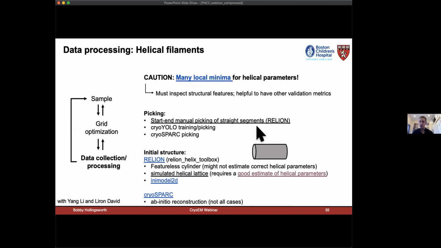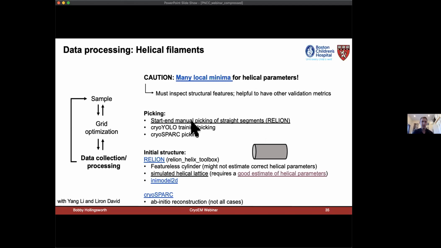I'm not going to talk about helical processing too much, other than to mention a couple words of caution: during data processing, a lot of local minima for the helical parameters can be achieved. And that leads to really artifactual structures. And so it's really important to inspect structural features when imposing helical symmetry.